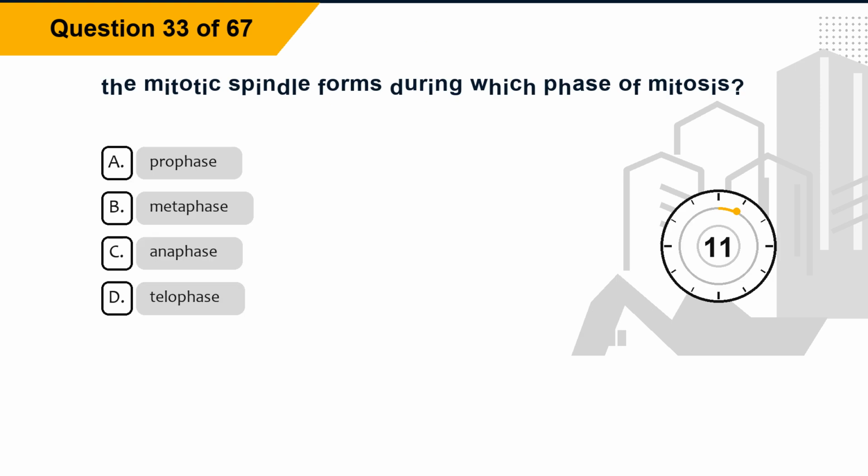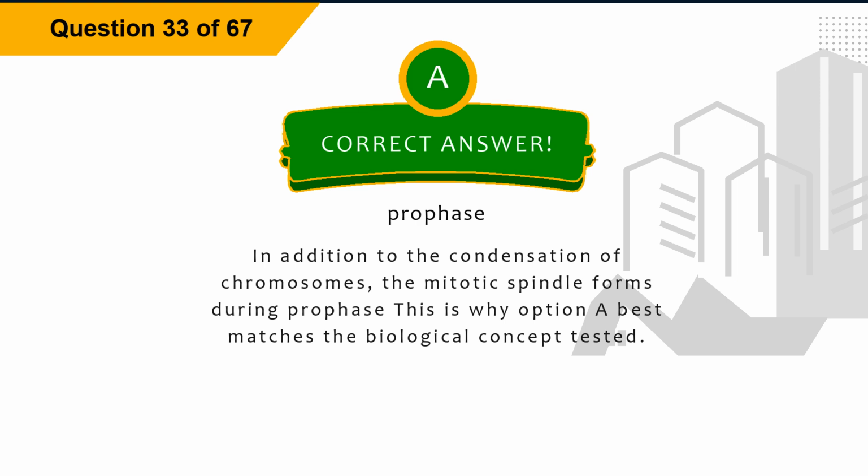Question 33. The mitotic spindle forms during which phase of mitosis? Option A, prophase. Option B, metaphase. Option C, anaphase. Option D, telophase. The correct answer is option A, prophase. Explanation. In addition to the condensation of chromosomes, the mitotic spindle forms during prophase. This is why option A best matches the biological concept tested.